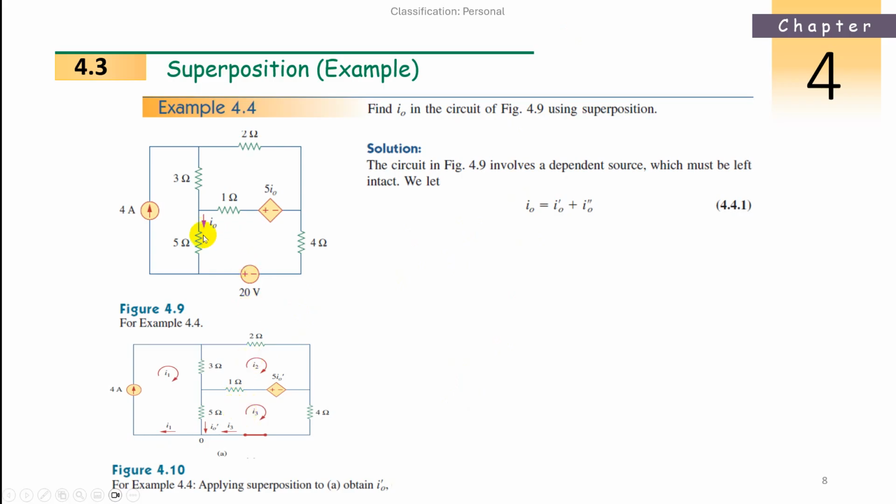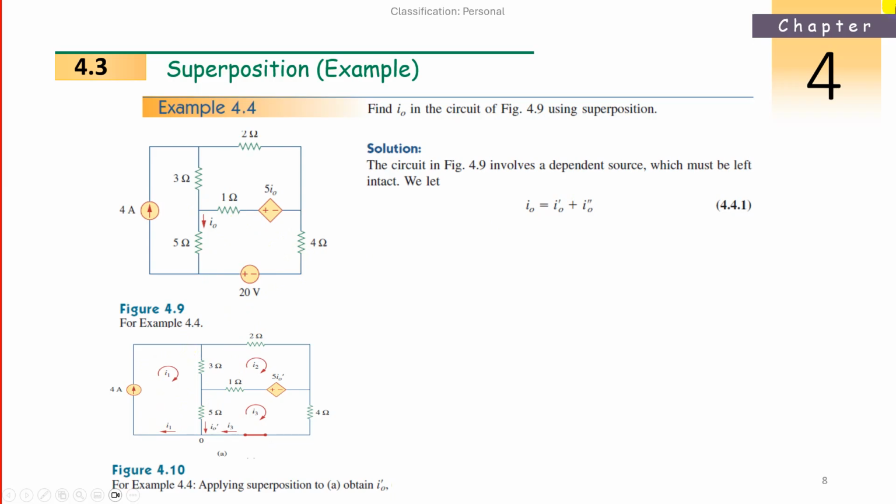I am considering this current source only. So what should the voltage source be? The voltage should be 0. How will the voltage source be 0? By making it a short circuit, meaning 0 resistance value here. So this is the circuit for I0 dash, which we have to find in the 5 ohm resistance. Now assign some currents. The current coming from here to here is I3. Then I will assign the current I1, because the 4 ampere source is there.